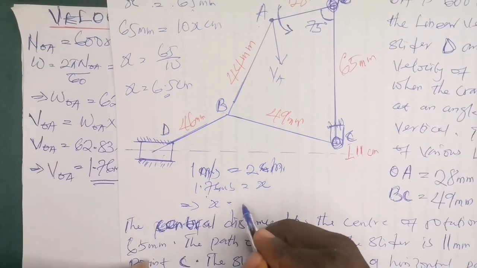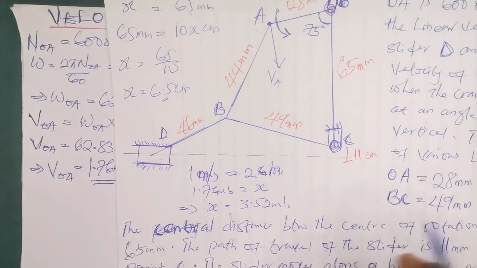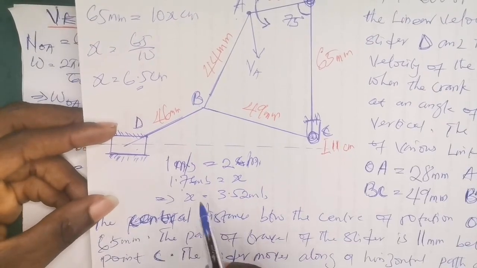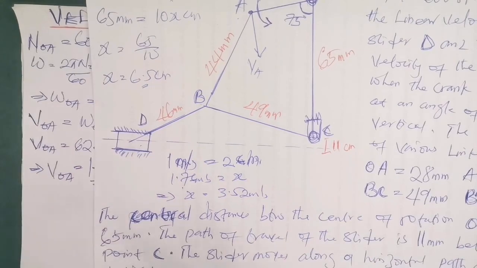So this is 3.52 meters per second. This is now the velocity we are going to be using via the scale, 3.52, which means we are multiplying all velocities by 2. So whenever we are done with our velocity diagram and we obtain the velocity which we have been asked to find, all we need to do is divide that value by 2 to get back its original value.